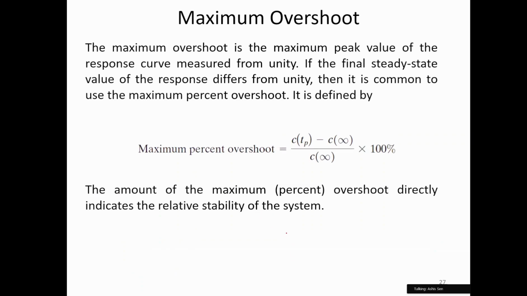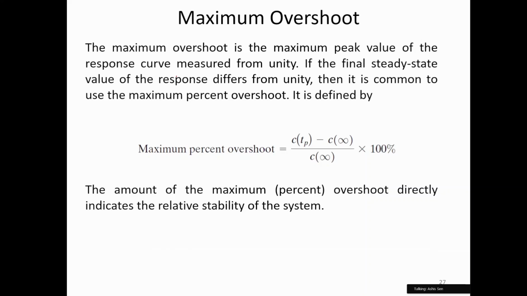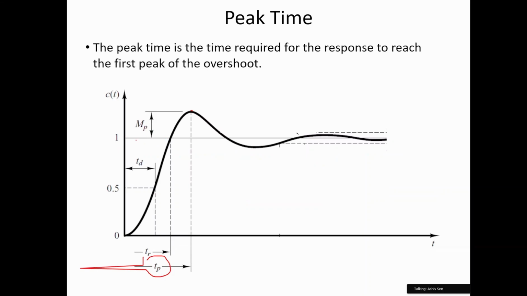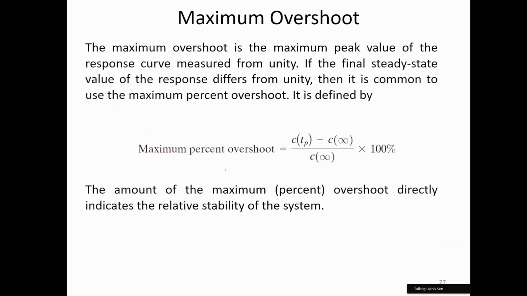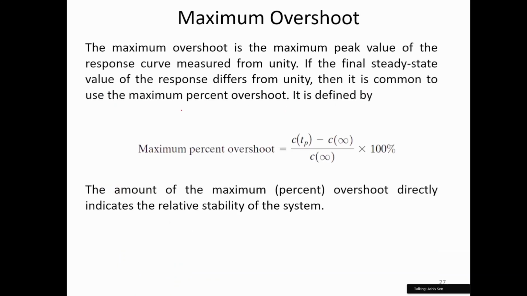Then we talk about the maximum overshoot. The maximum overshoot is the maximum peak value of the response curve measured from unity. That means if this is the unity input, the input is 1, this is basically the maximum overshoot. And if the final steady state value of the response differs from unity, let's say the steady state value is not unity, some other value, let's call it C at T equal to infinity, then we can define the maximum overshoot in terms of percentage.